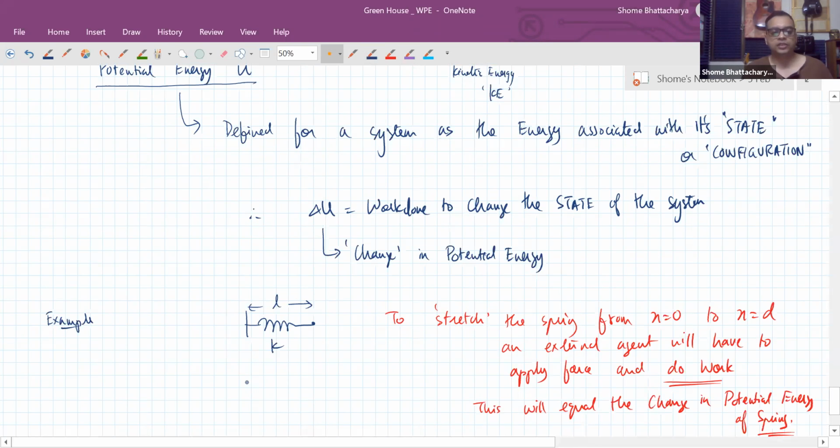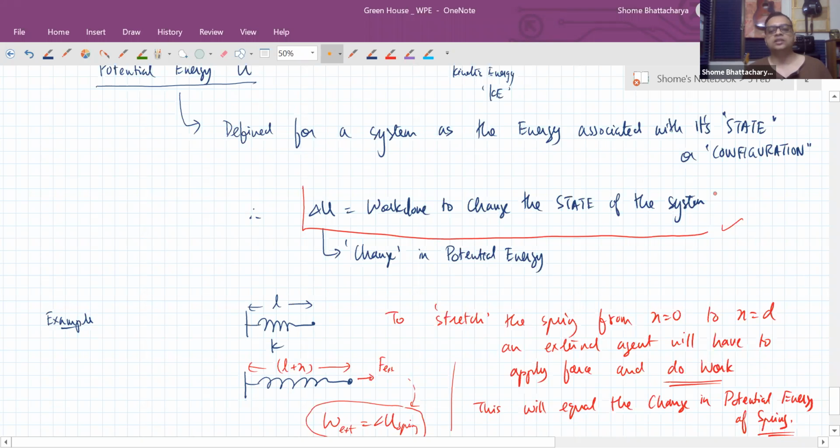So to stretch it from this position to this position, it has to do some work. And that work done by the external force will become the change in potential energy of the spring. So this is the meaning of this statement, that delta U is equal to work done to change the state of the system.